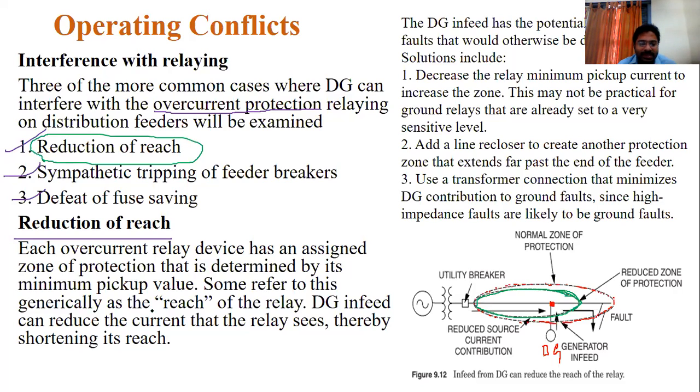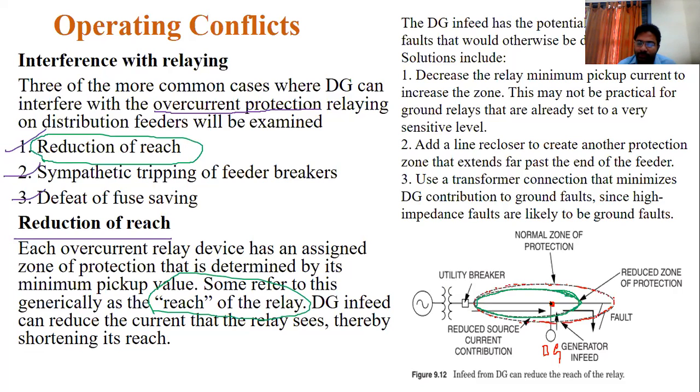Okay, that we can call as a reach. Now see this reach of the relay. So this is the actual. Now see this red line, this red circle, these red dotted lines. This is the actual range of the relay to detect the fault.